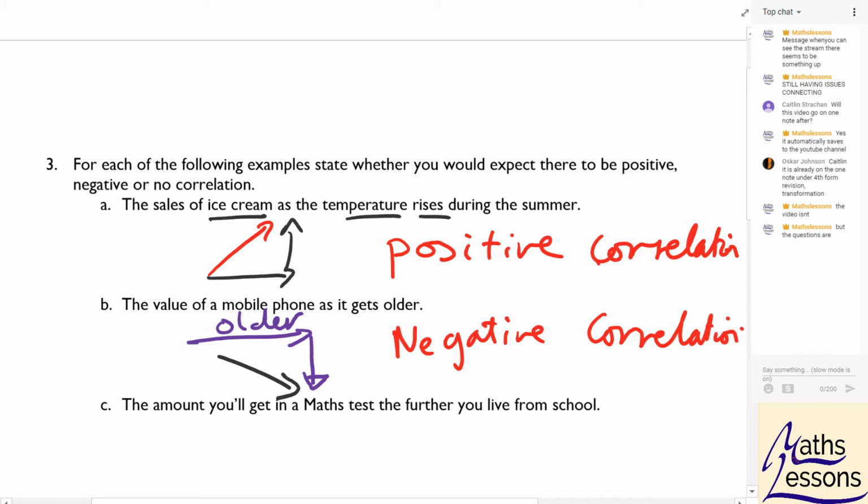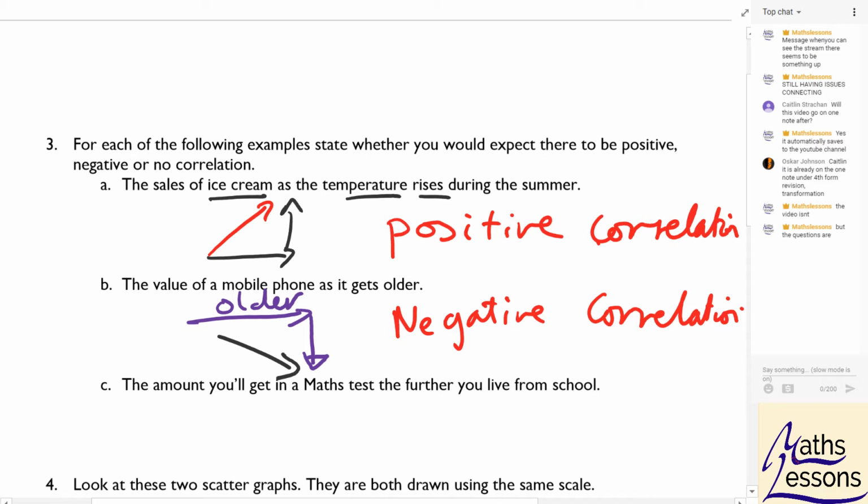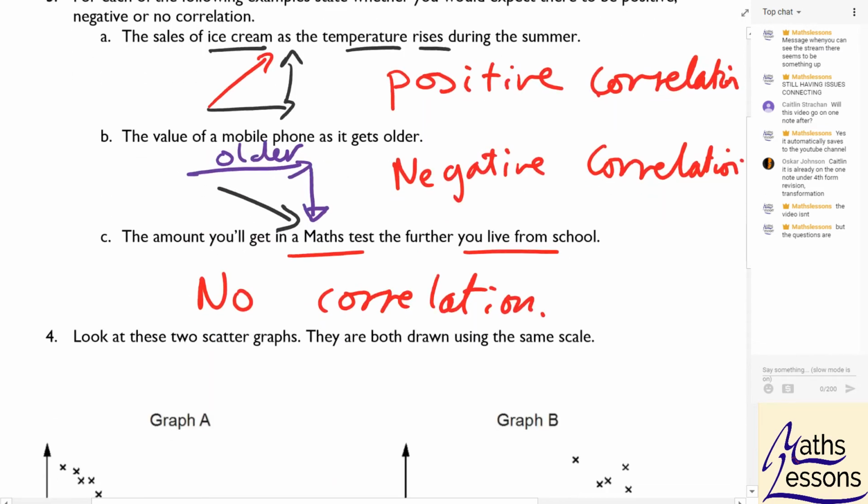And the amount you get in a maths test, the further you live from school, we don't really expect that to have any bearing on our maths, the distance we live from school. So therefore we would say there's no correlation. It might be bizarre that there ends up being a correlation, but you wouldn't expect the distance you live from school to affect your maths ability, so we have no correlation.